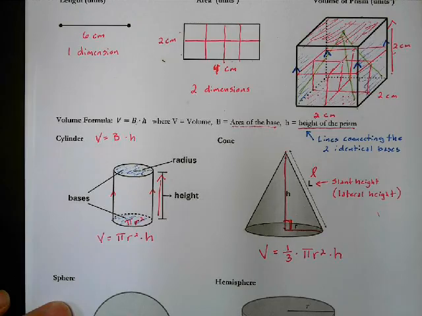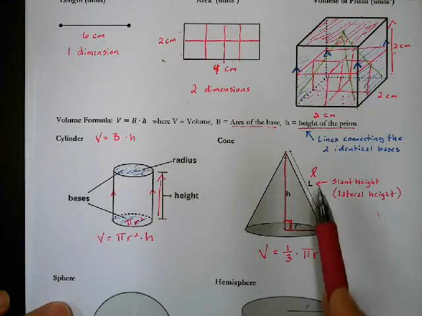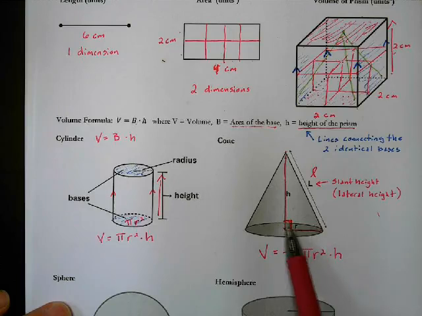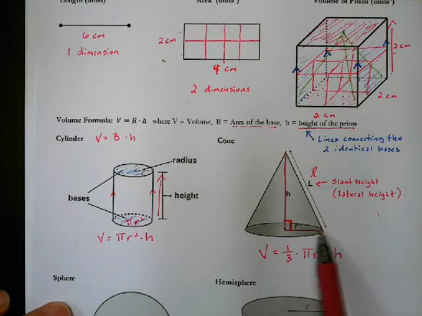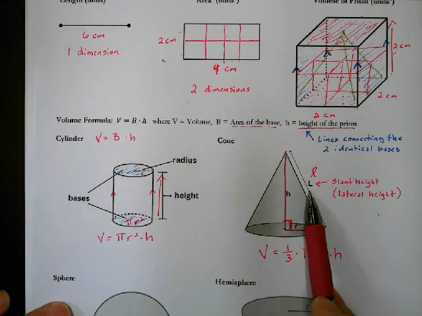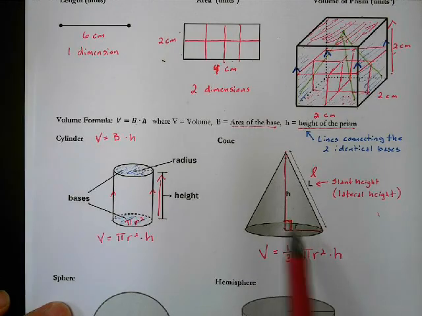Now, let's say that you were given the slant height and not the height. What could you do? Well, look at the shape here. It's perpendicular, radius here, height here. Does anybody see how we would find out what our actual height would be? If we know the slant height and we know the radius, can you figure out how we'd find the height? Yeah, it's a right triangle right there.